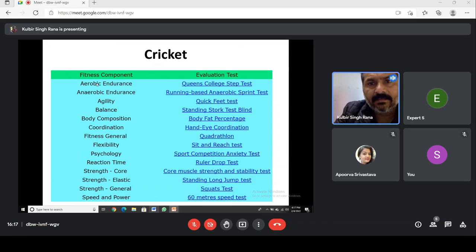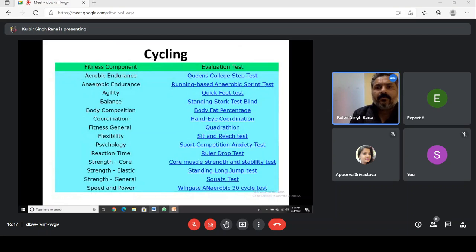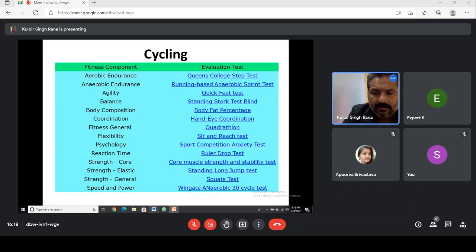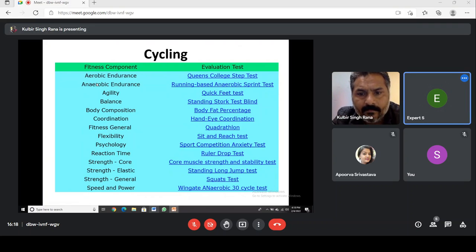Okay, this is cricket and this is cycling, what we do. Queen's College step test, I think you have heard. I think this is very common. Yes, sir, I have heard. And body fat percentage, again, we do by the same. Hand-eye coordination test, have you heard or done anything on it? I have not done it. Maybe Apurva, you would have done it. Apurva? I don't know whether she is there. She's from Neuro, so most probably she must have done this.